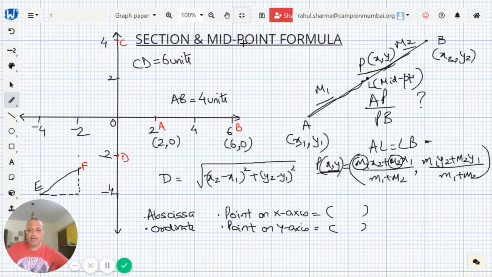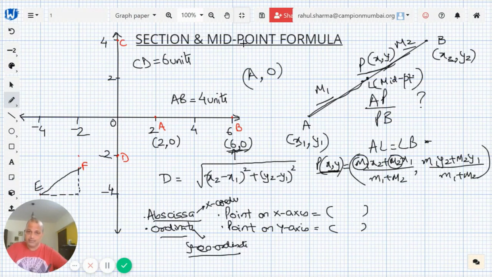A quick revision: abscissa is whenever you write, let's say this point (6, 0), the abscissa is the x coordinate. So abscissa is the x coordinate and ordinate is the y coordinate of a point. Like I told you last year as well. How do I remember? Well, A comes before O in the alphabets. Similarly, X comes before Y in the alphabet. So X is abscissa, Y is ordinate.